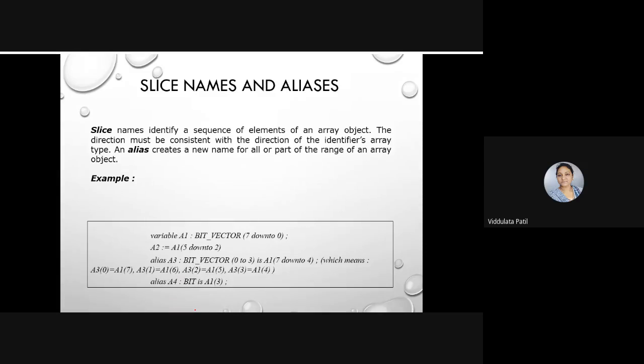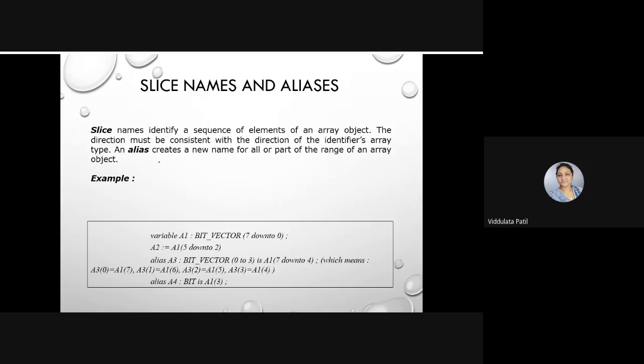Then slice names and aliases. Slice names identify a sequence of elements of the array object, and the direction must be consistent with the direction of the identifier's array type. An alias creates a new name for all or part of the range of the array object. Okay, so again you must have seen this.